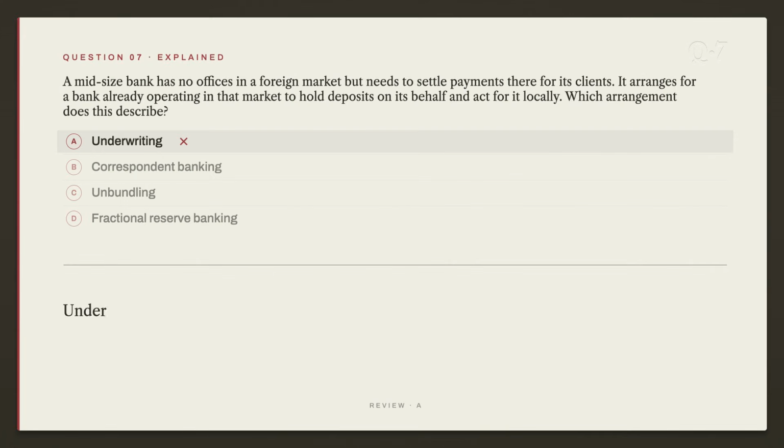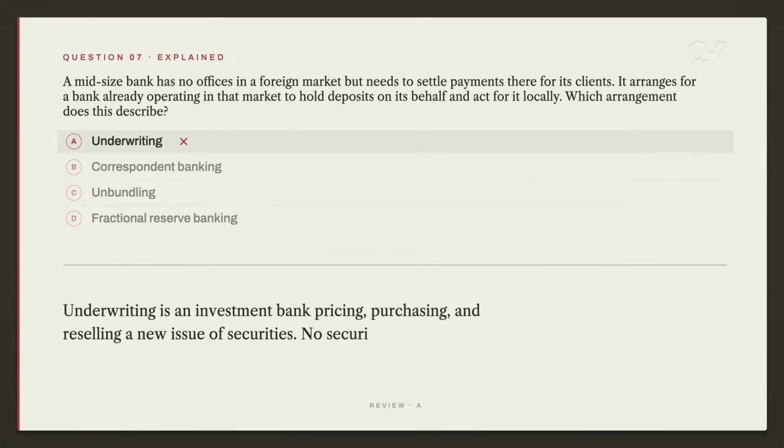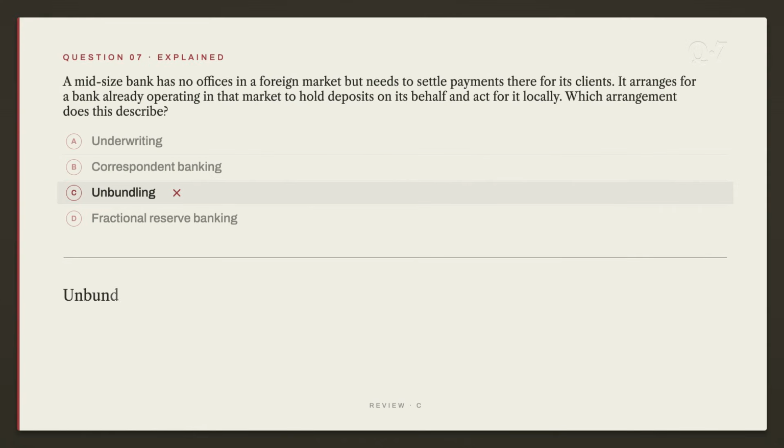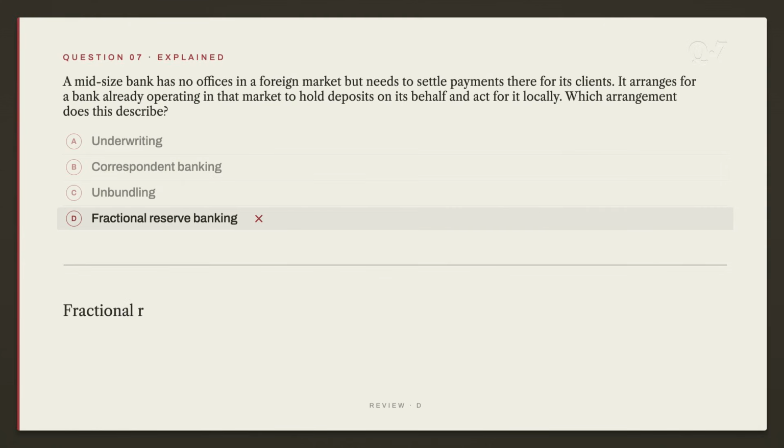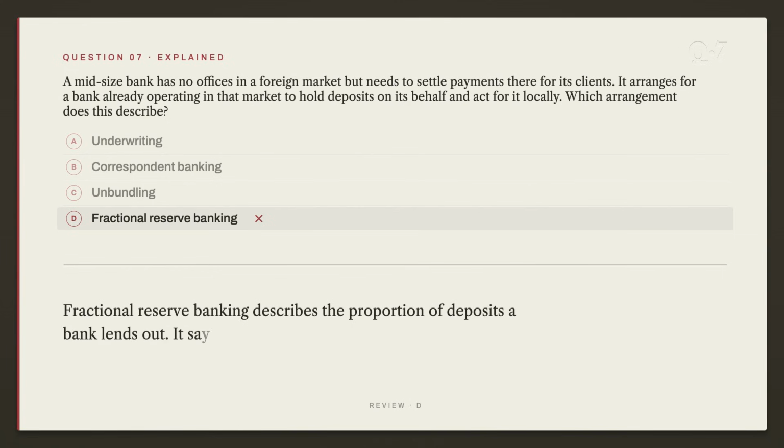A is wrong because underwriting is an investment bank pricing, purchasing, and reselling a new issue of securities. No securities are being issued or placed in this scenario. C is wrong because unbundling is a competitive strategy in which a new entrant captures one profitable piece of a bundled relationship. The scenario describes cooperation between two banks, not competitive capture. D is wrong because fractional reserve banking describes the proportion of deposits a bank lends out. It says nothing about how a bank operates in a market where it has no branches.